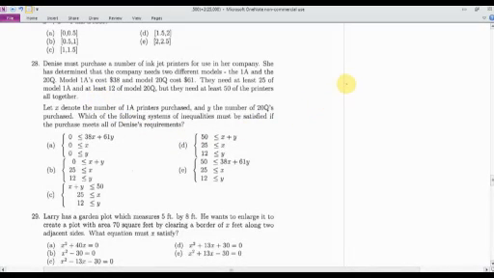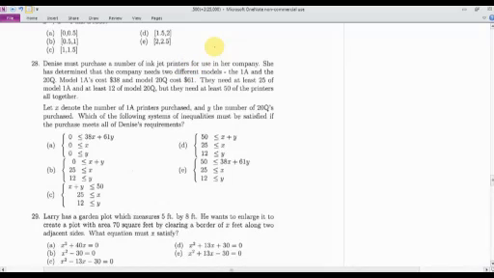Okay, question 28. Denise must purchase a number of inkjet printers for use in her company. She has determined that the company needs two different models, a 1A and a 20Q. Model 1A costs $38 and Model 20Q costs $61 each.